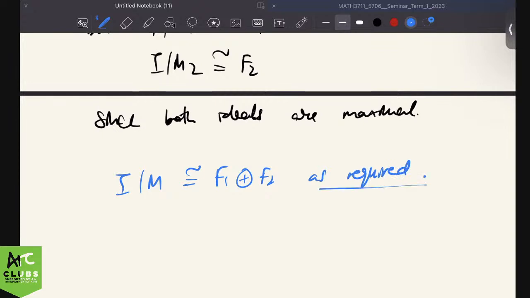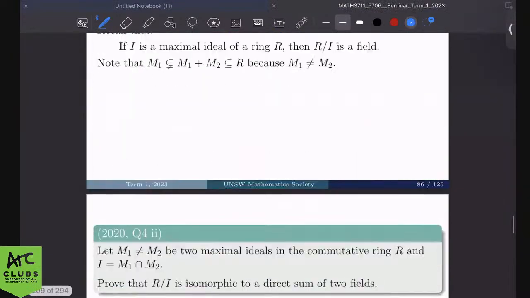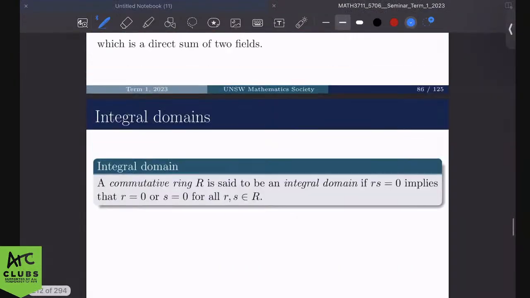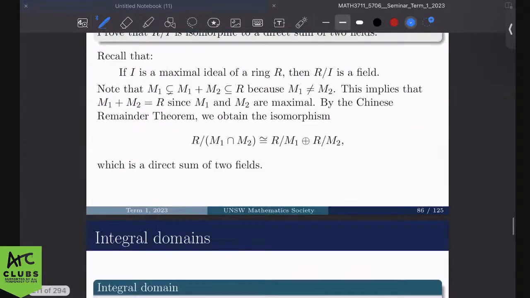Right? And hopefully that will make sense. Sweet. So we can write that all out, but that's just the same thing that we've just shown before. Yeah, and that's the Chinese remainder theorem.